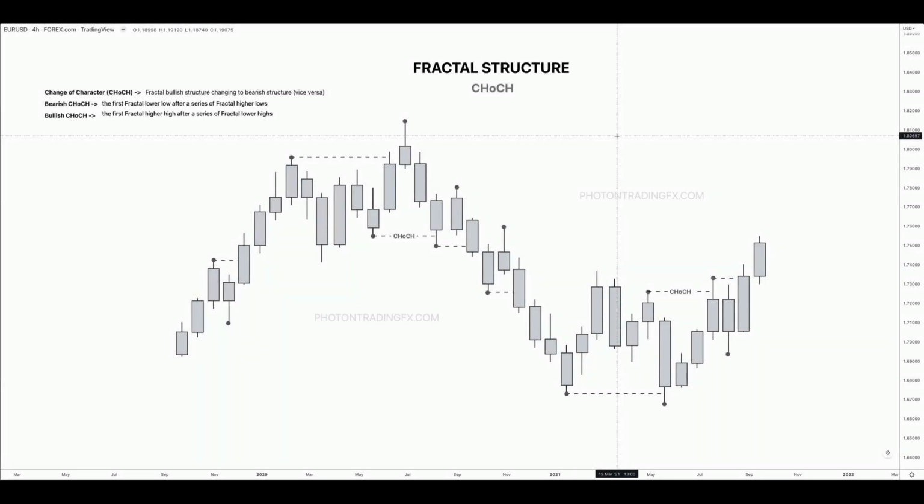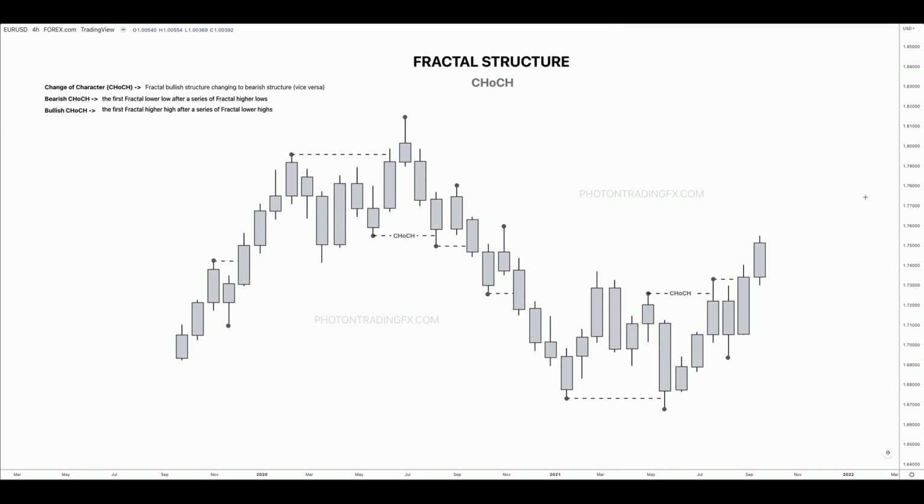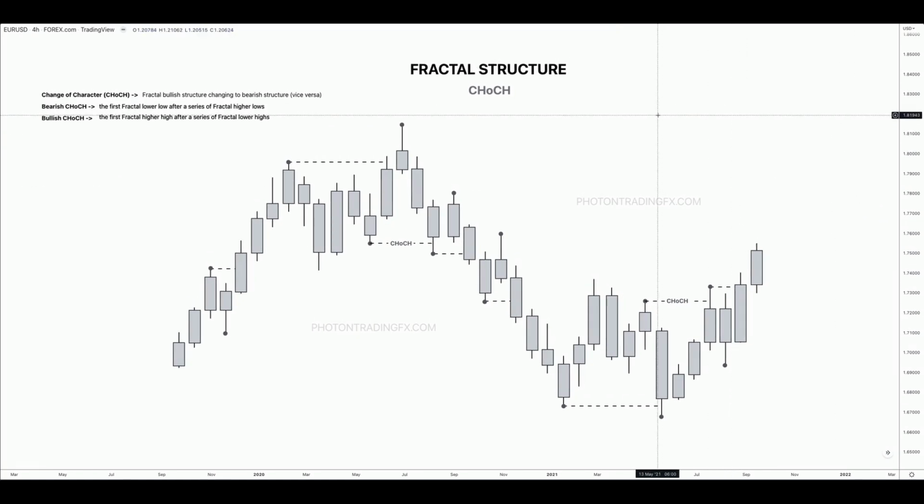Okay, so CHOCH, change of character, what is it and how are we looking at this? It is very simply everything that we just looked at, except we use the term change of character for when the fractal structure changes trend. CHOCH, short for change of character, simply means the fractal structure has changed trend, and we draw it on the line where that fractal structure changes trend, and that's it. I can't make it any simpler than that. That's as complicated as it needs to be.